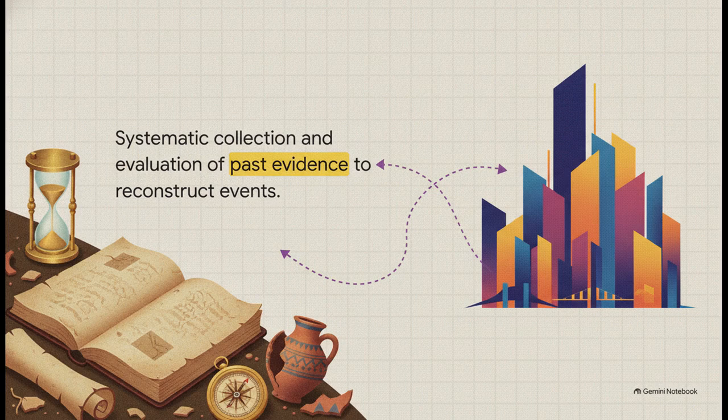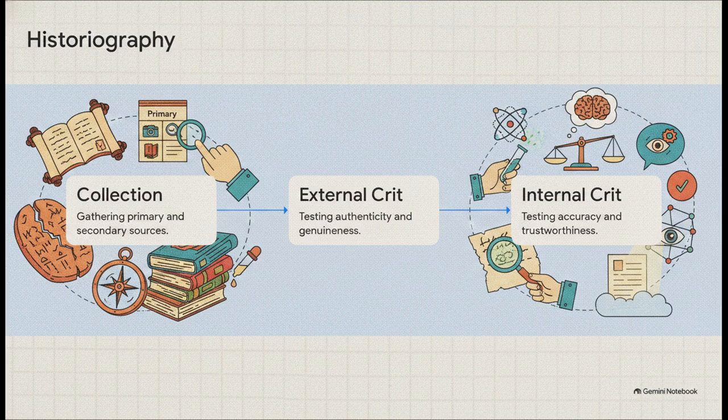For that, researchers pull out the retrospective, source-driven historical method. This is all about the systematic collection, evaluation, and synthesis of past evidence. The goal? To reconstruct historical events and truly understand their influence on our present day. But historical evidence doesn't just get accepted at face value. No way. It goes through a rigorous process called historiography.